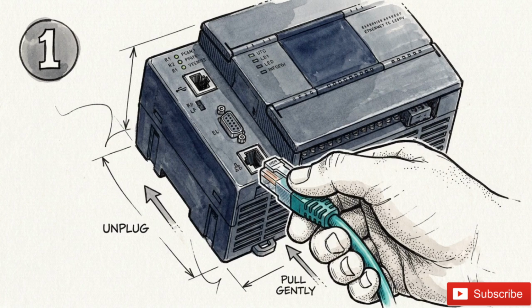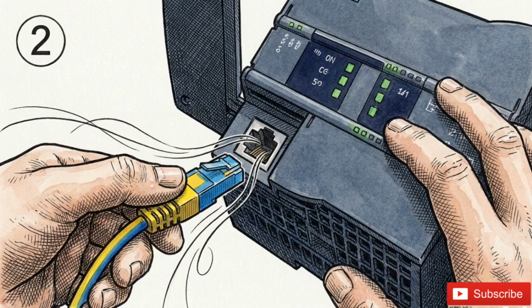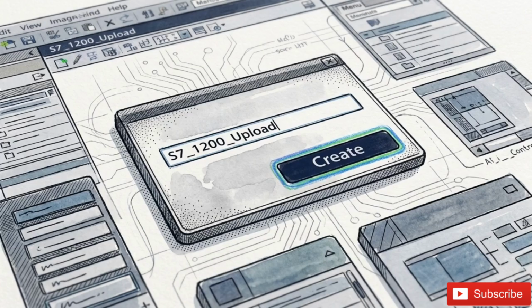Begin by disconnecting the Ethernet cable that links the CPU to the HMI or touch panel. Next, bridge your computer directly to the PLC CPU using your Ethernet cable. Open TIA Portal, create a new project, and assign it a name like S7-1200 Upload.